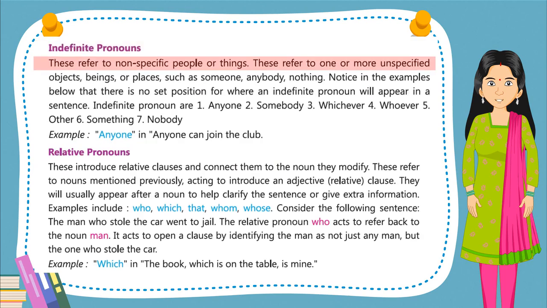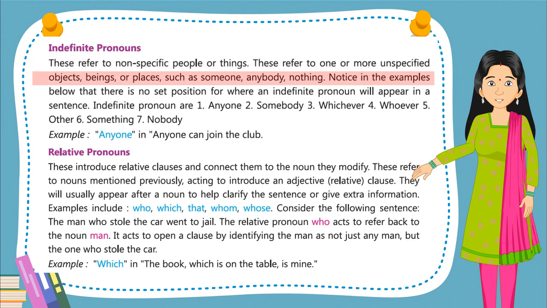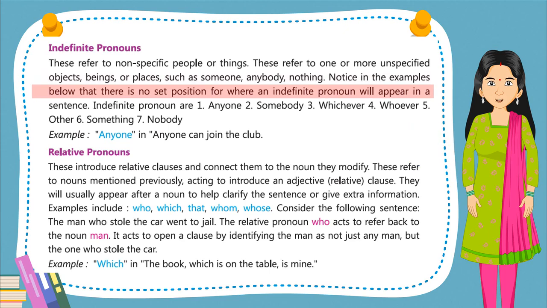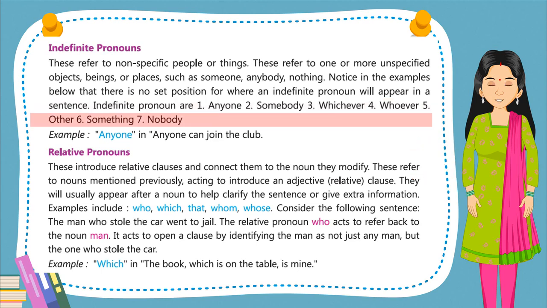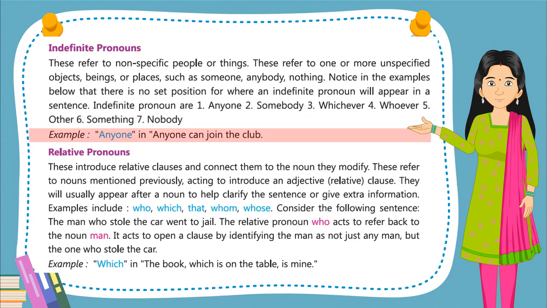Indefinite pronouns. These refer to non-specific people or things. These refer to one or more unspecified objects, beings, or places, such as someone, anybody, nothing. Notice in the examples below that there is no set position for where an indefinite pronoun will appear in a sentence. Indefinite pronouns are: anyone, somebody, whichever, whoever, other, something, nobody. Example: Anyone can join the club.